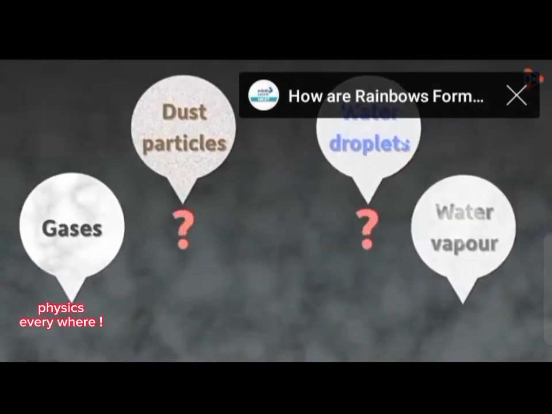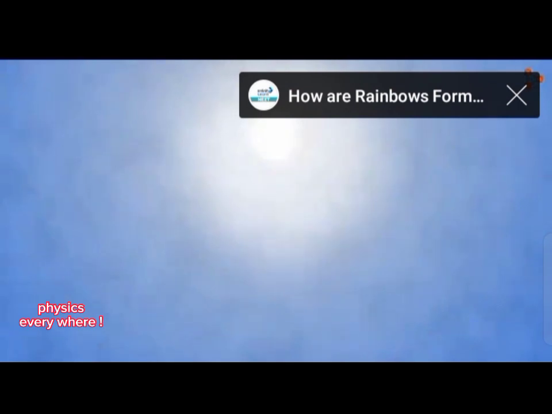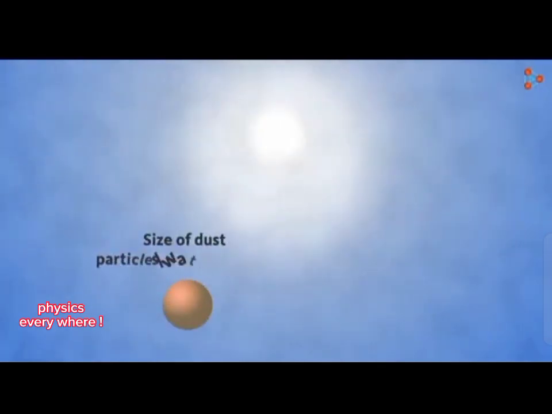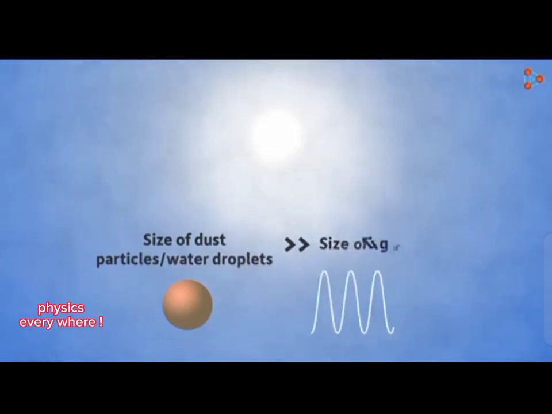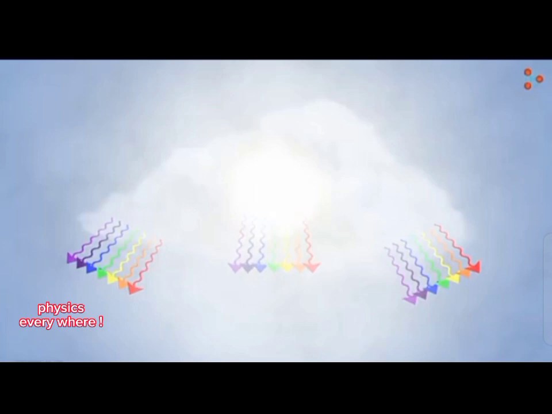Do dust particles and water droplets also scatter the light? Yes, they do. They scatter light as well. However, their size is much bigger than the size of the light waves, and hence they scatter all the colors of light in equal amount. So the white light that is entering the dust particles or even the clouds re-emits as white light again. That's the reason that clouds appear white.